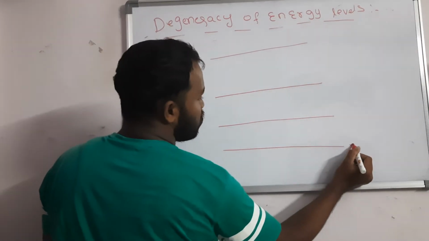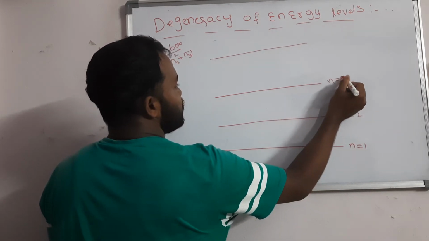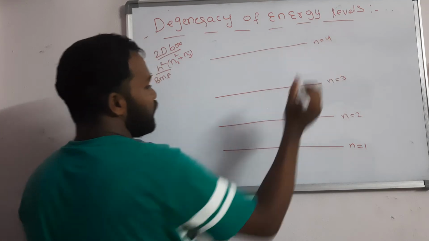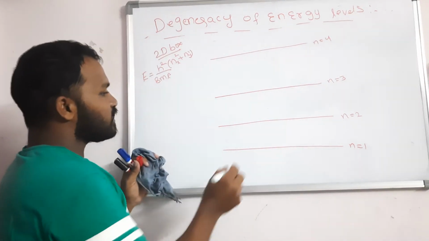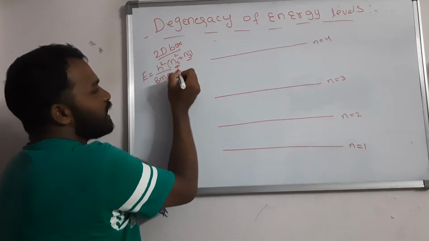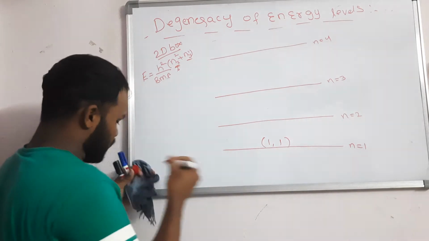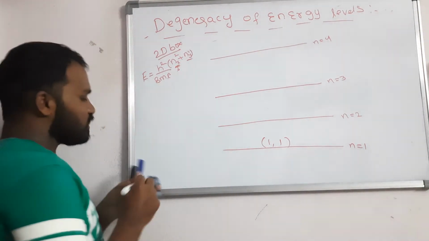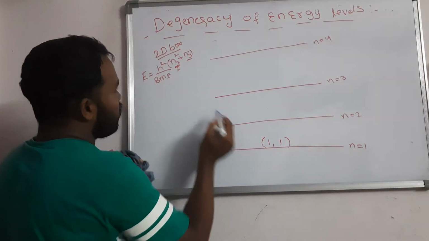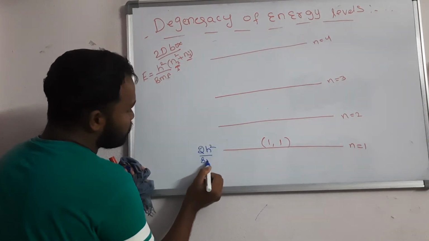n is equal to 1 is the ground state, n is equal to 2 is the first excited state, and so on. So for n is equal to 1, you should write the possibilities here. Along the x axis you take 1, along the y axis you take 1. You will get 1, 1. So 1 square plus 1 square, that is 2h square by 8ml square.